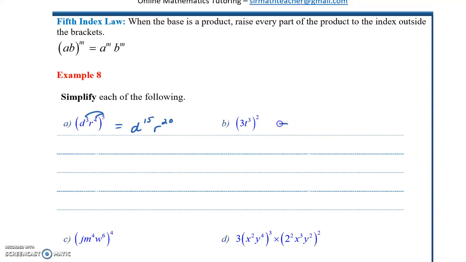In this next case, this power of 2 has to be applied to both parts of that expression. So 3 squared needs to come first. t cubed to the power of 2, a power to a power means times, so 3 2s, 6. 3 squared could then be simplified to 9, and t to the 6 remains, so it's 9t to the 6.